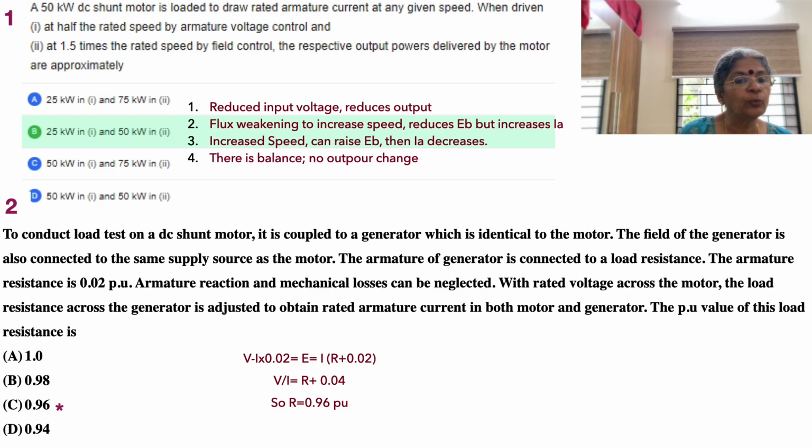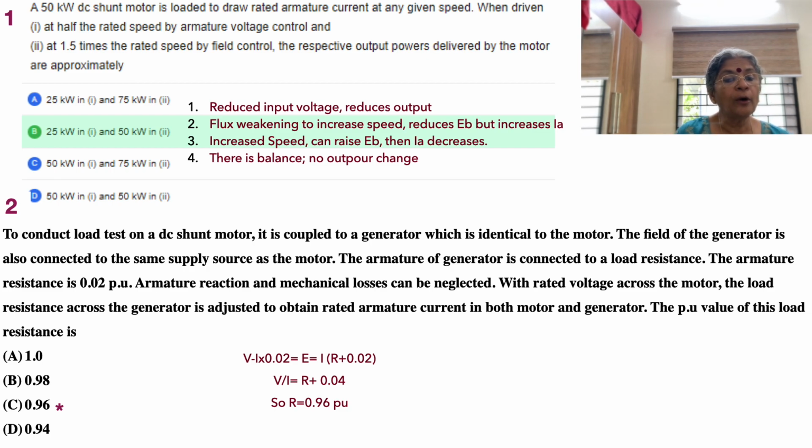There's another situation at 1.5 times the rated speed by field current control. Now the field current is weakened such that the machine can run at a higher speed, but the supply voltage has not been changed at all. So let's see what has happened. At 1.5 times the rated speed by field control, the respective output powers delivered by the motor are approximately, and there are 4 options.